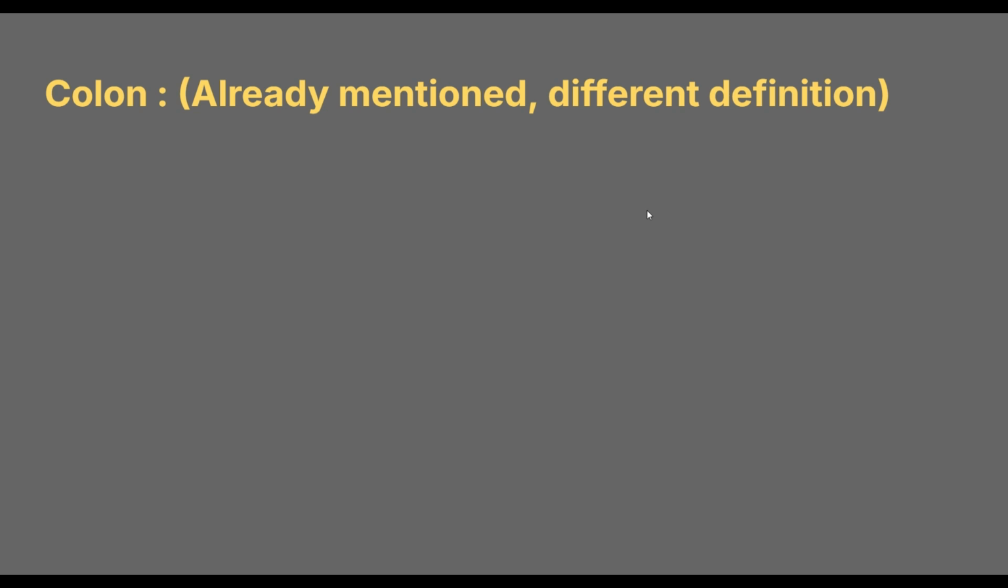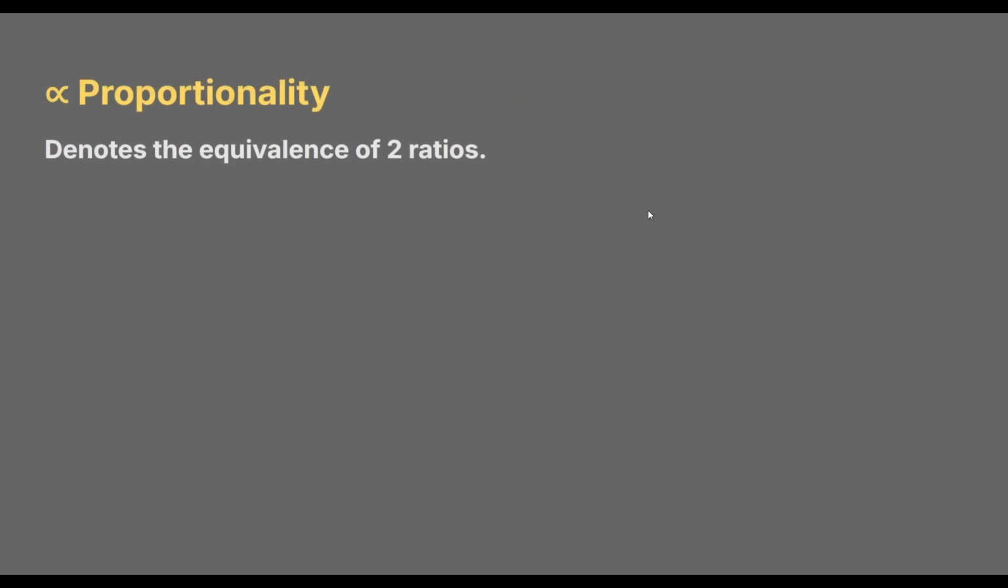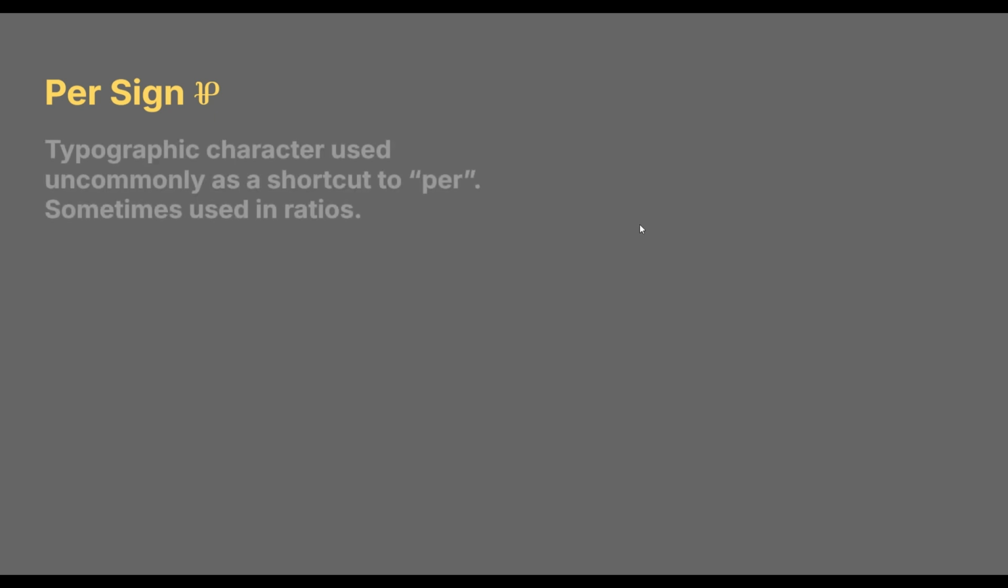Colon, already mentioned but with a different definition, denotes a ratio. Proportionality can denote proportionality in triangles and ratios. Per sign is uncommonly used but is typographically used as a shortcut for the word per.